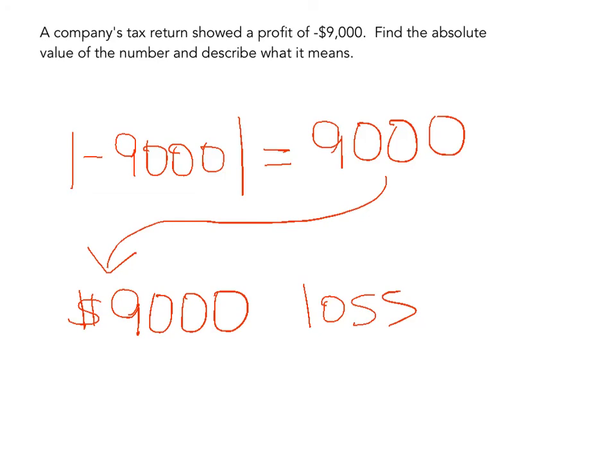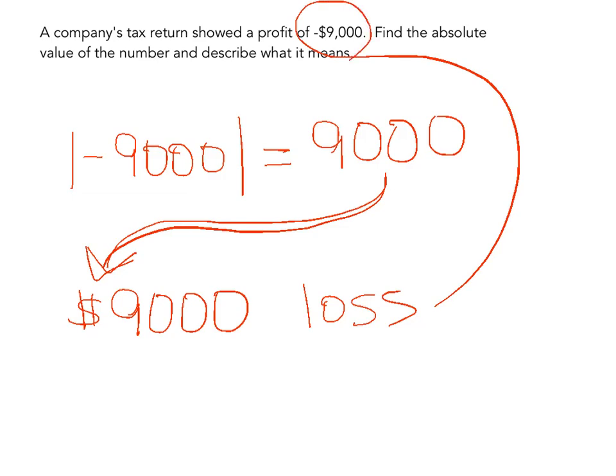When I found the absolute value of negative 9,000, its distance from 0 is 9,000 away. Now if you take that 9,000 and think about what that means, it actually means that the company's tax return showed a loss of $9,000. And we know that it's a loss because the original number started out to be negative. So the $9,000 that we got for absolute value tells us that the company's tax return showed a loss of $9,000.